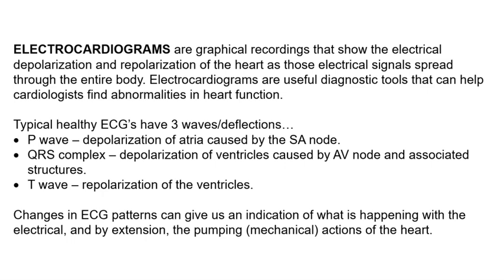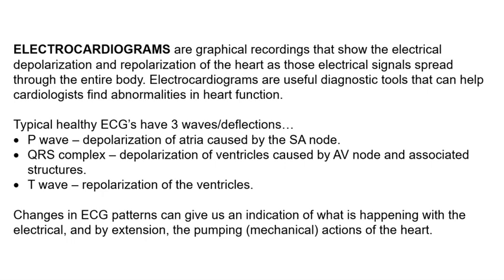The first is the P wave, which represents the depolarization of the atria, which is caused by the sinoatrial node. The second wave or deflection is the QRS complex, which represents the depolarization of the ventricles, which is caused by the atrioventricular node and its associated structures. The final wave is the T wave, which represents the repolarization of the ventricles.